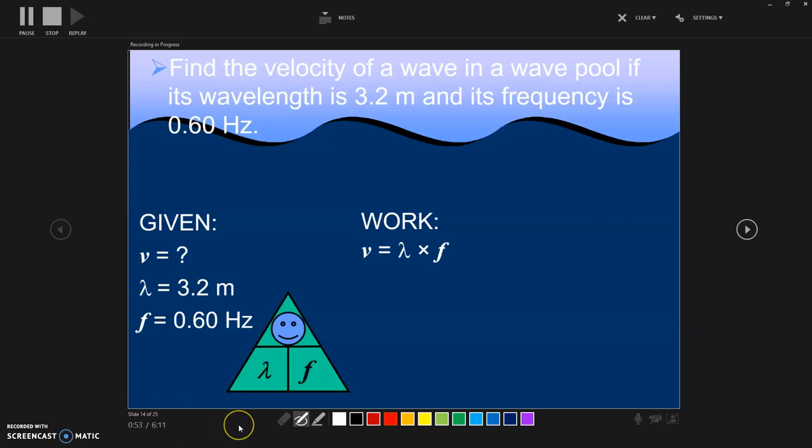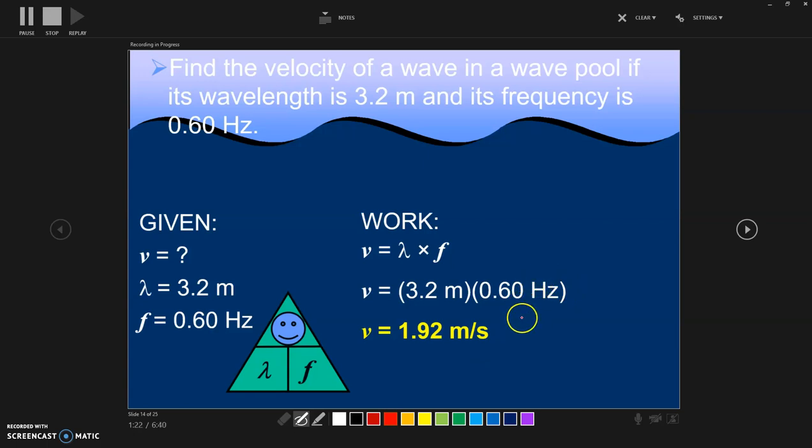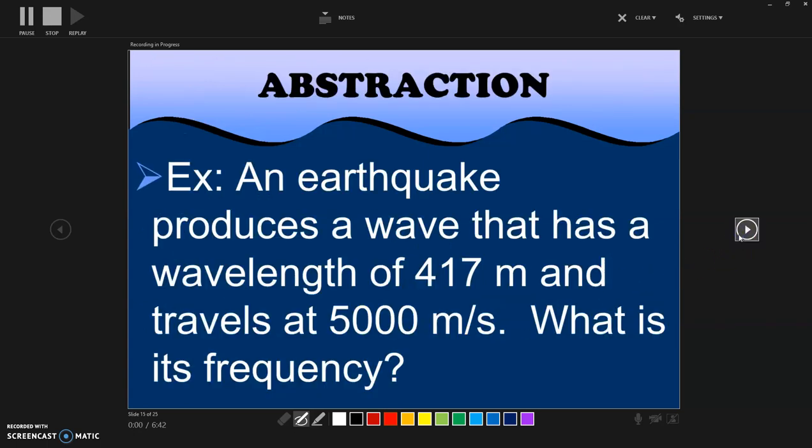Since the given lambda and f are beside each other, I'm so sorry, it's very obvious that I'm in my internet shop recording this video. Since the wavelength and the frequency are beside each other, of course they are going to be multiplied. Then just substitute in the formula, and the answer is 1.92 meters per second. As I have told you, hertz is just equivalent to per seconds.